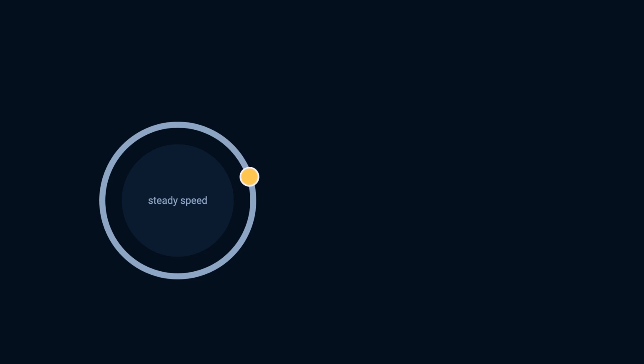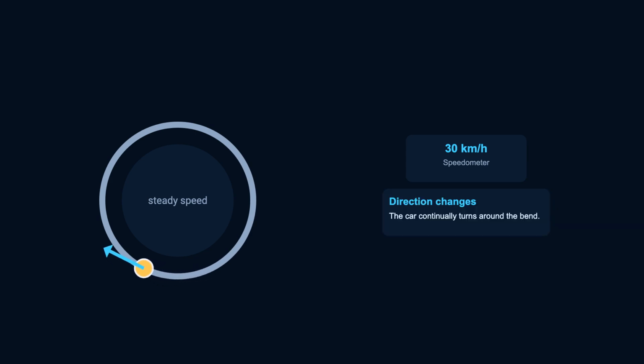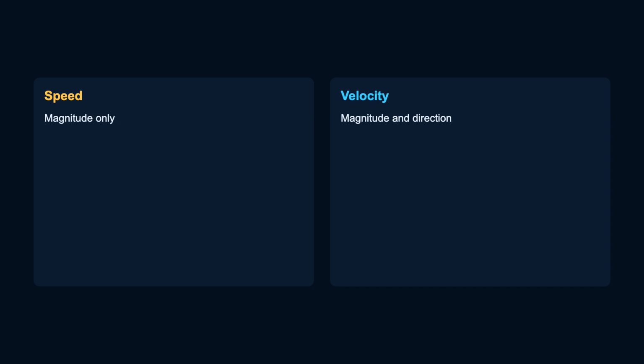Here's a mix-up worth catching early. Are speed and velocity just two names for the same thing? Not quite. A car going round a bend at a steady 30 kilometers per hour has constant speed, but its direction keeps changing, so its velocity is changing too, even though the speedometer never moves. Speed gives magnitude alone. Velocity adds a direction.